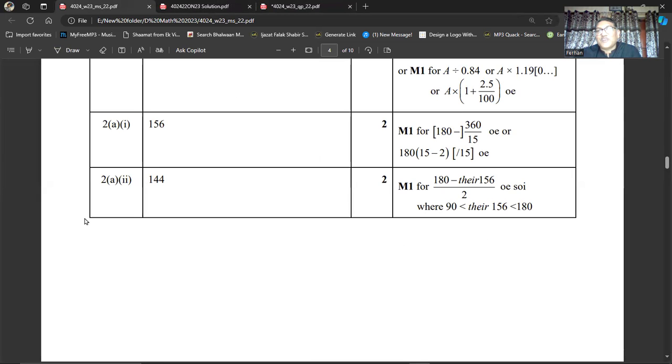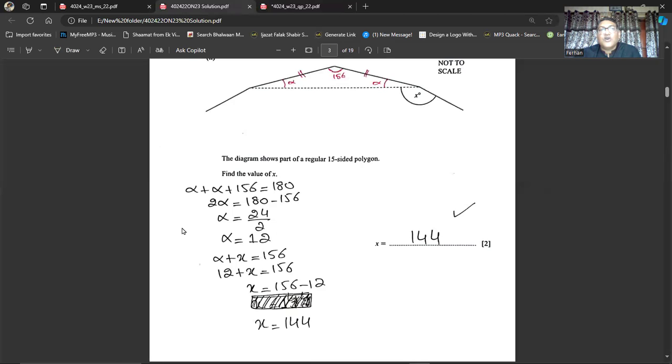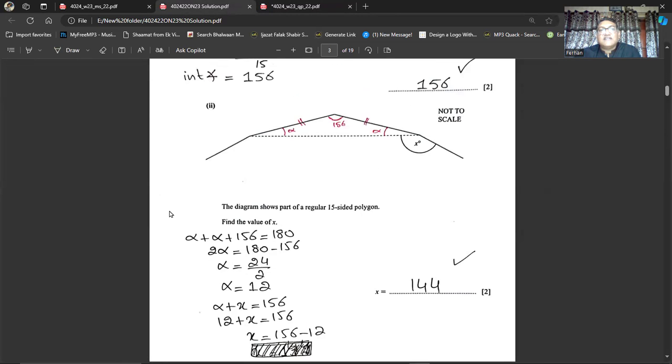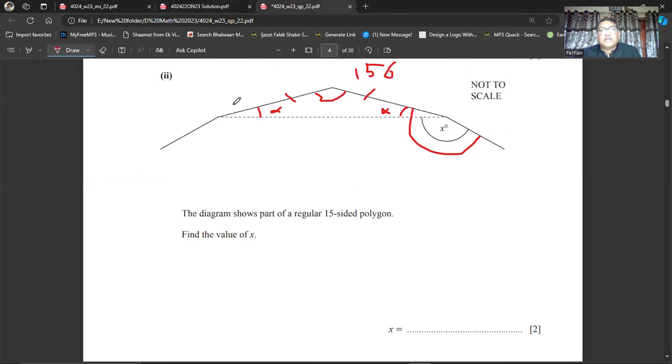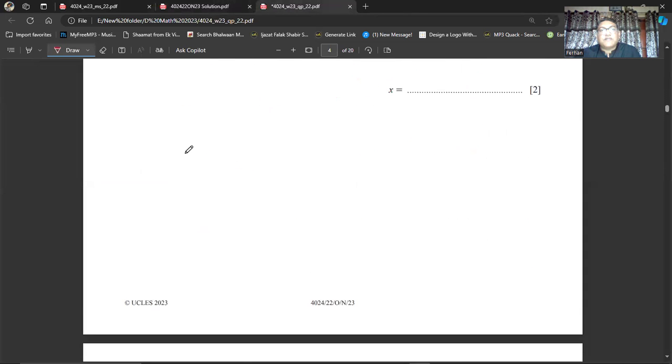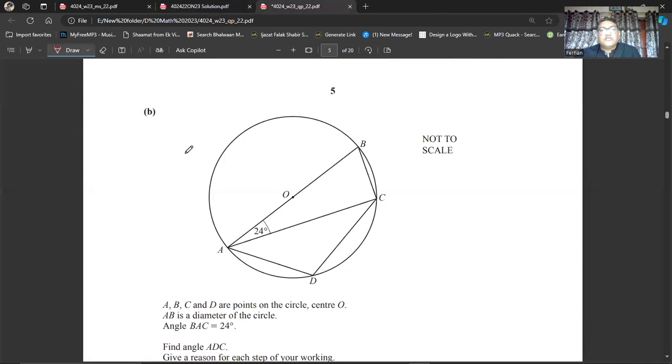The marking scheme is showing up on your screen. This is how we have solved it. This is question number 2, and its B part.